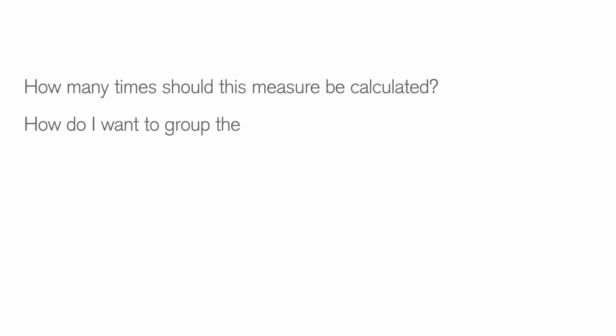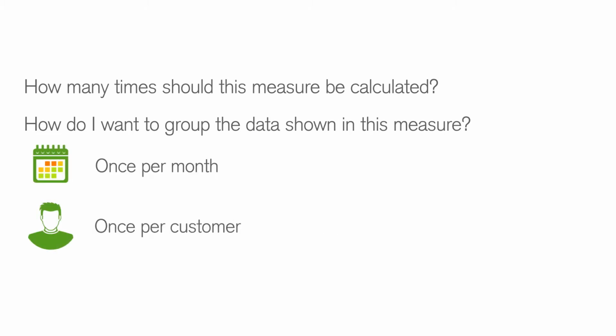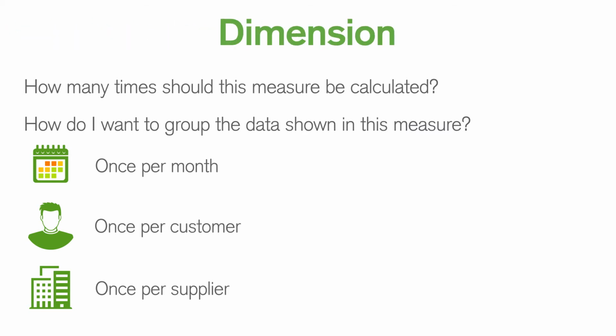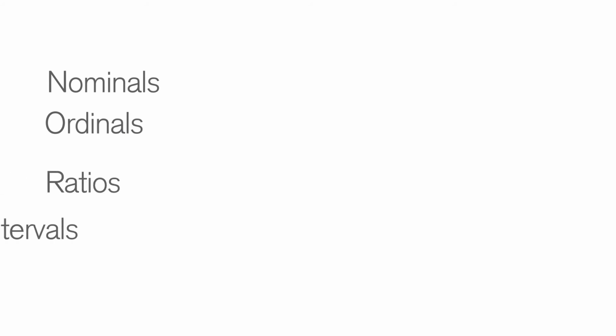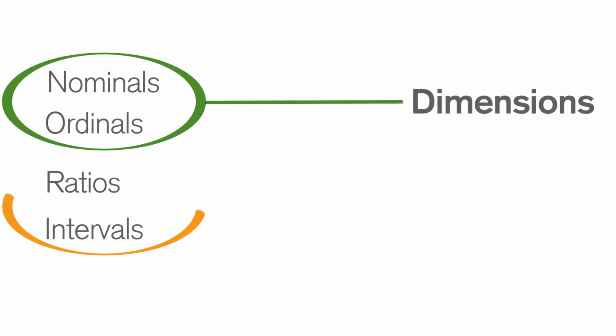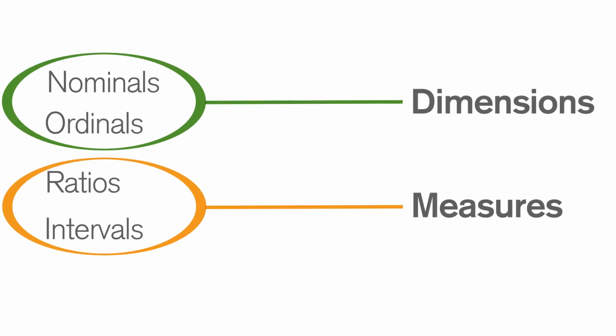The second question you should ask yourself is, how many times should this measure be calculated? How do I want to group the data shown in this measure? The answer could be something like once per month or something different. This is your dimension. Data can be divided into nominals, ordinals, ratios, and intervals. Ordinals and nominals are usually your dimensions. Ratios and intervals are usually your measures, your numbers.